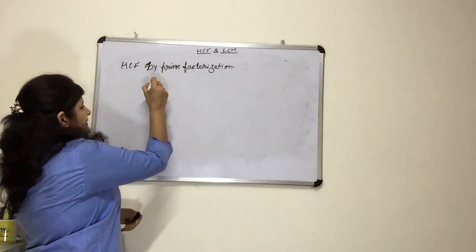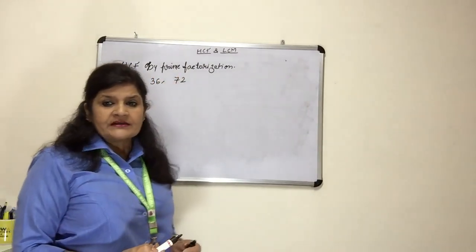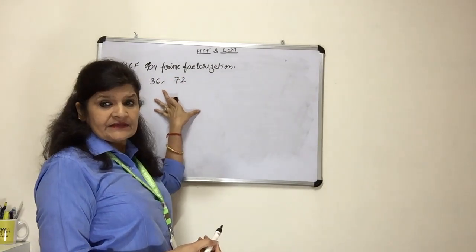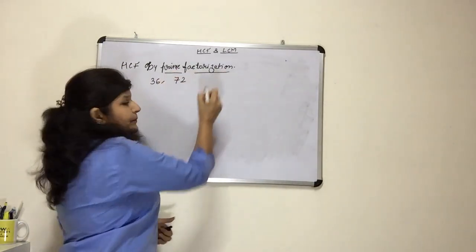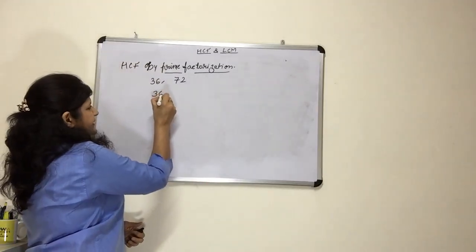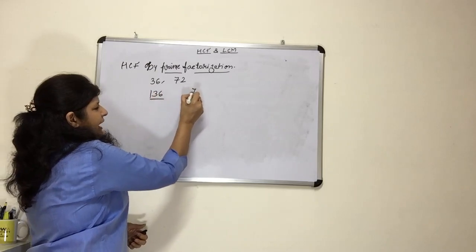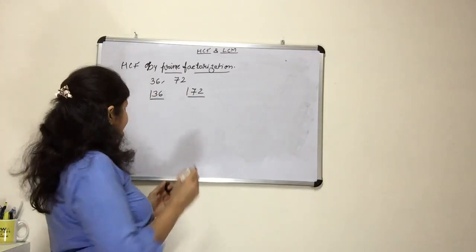So if the numbers are 36 and 72, these are two numbers and I have to take out the HCF of these two numbers. First of all, as the name indicates, prime factorization. So we will find the prime factors of 36 and the prime factors of 72. In both the numbers we will find out the factors.